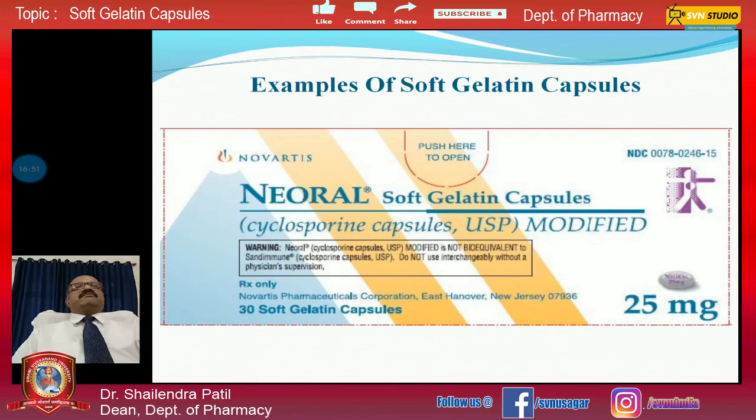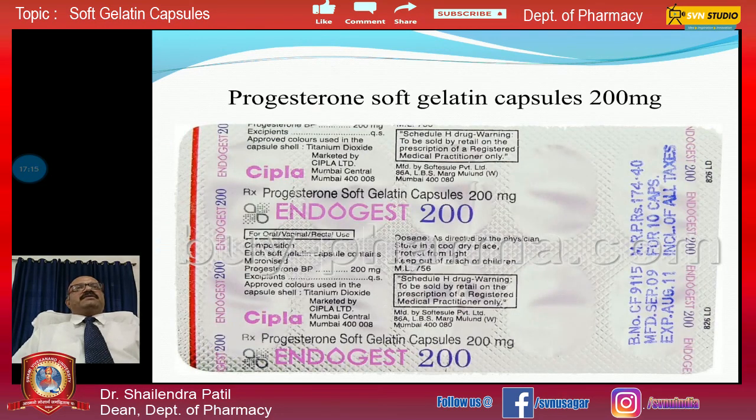Here are examples of soft gelatin capsules. You can take the example of Neoral. It is the soft gelatin capsule manufactured by Novartis in India, which contains cyclosporine. Another example is progesterone soft gelatin capsules, which are manufactured by Cipla. These are a few examples, and the details about the quality control tests we will cover in the next lecture.